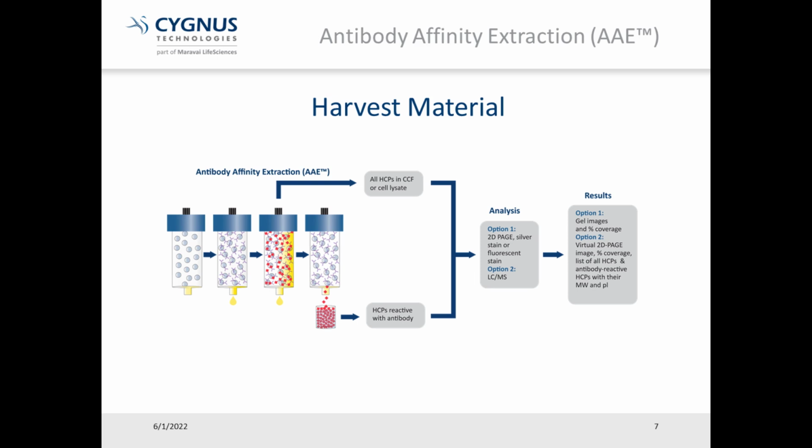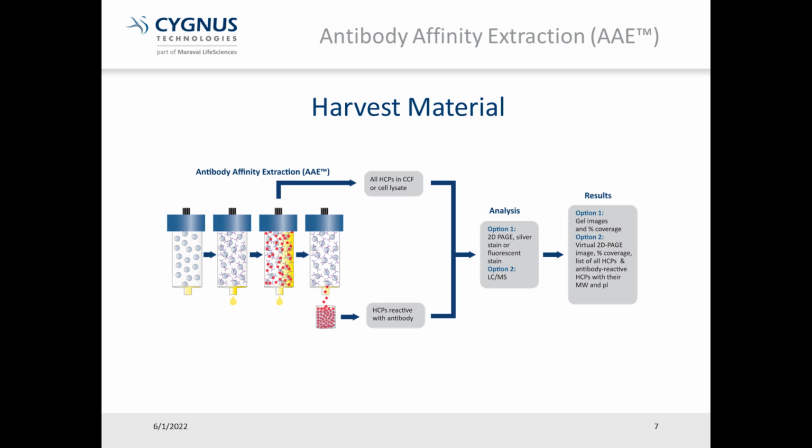As I mentioned in the intro, antibody affinity extraction was launched in 2014 as a method to replace 2D Western blot. We have found that regardless of how a Western blot is performed, the severe limitations of the method make it unable to predict how the antibodies will perform in an HCP ELISA. This diagram is an example of how AAE works.